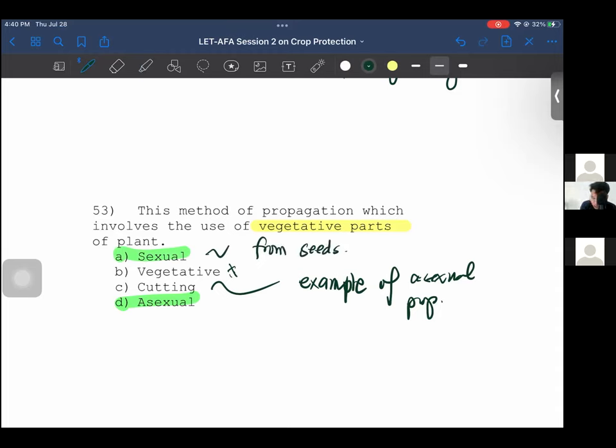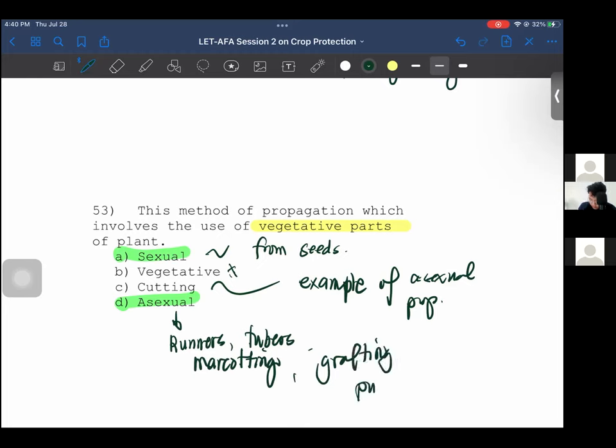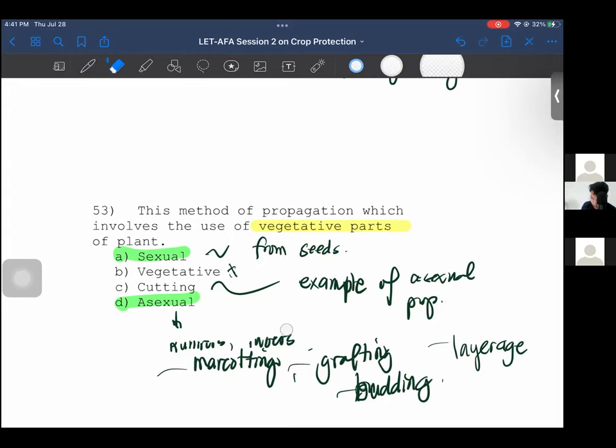Another types of asexual propagation are runners, tubers, cutting, marcotting, grafting, budding. Yan yung mga yan. Layerage. Yeah, so those are types of asexual reproduction.